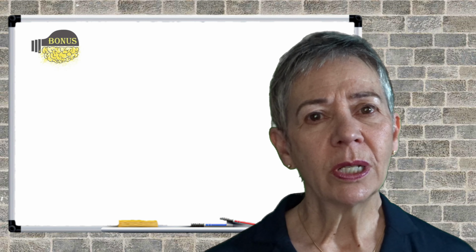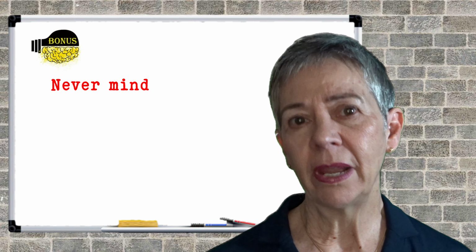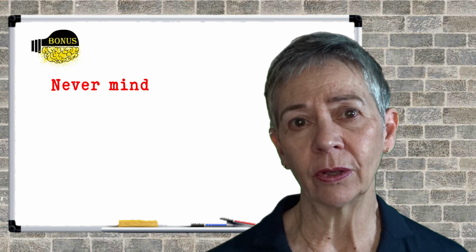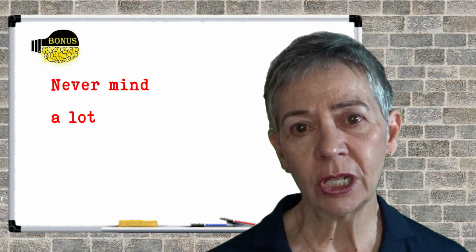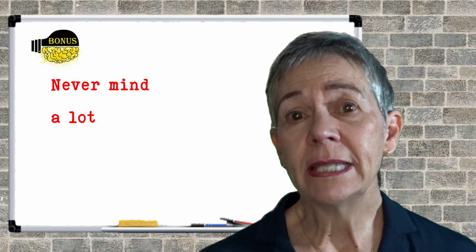Now, my little bonus, just a couple of things that people get wrong a lot. Never mind. Never mind is two words. It is not nevermind altogether. A lot is two words. It's never alot altogether. Those words are wrong. They just don't exist, actually.